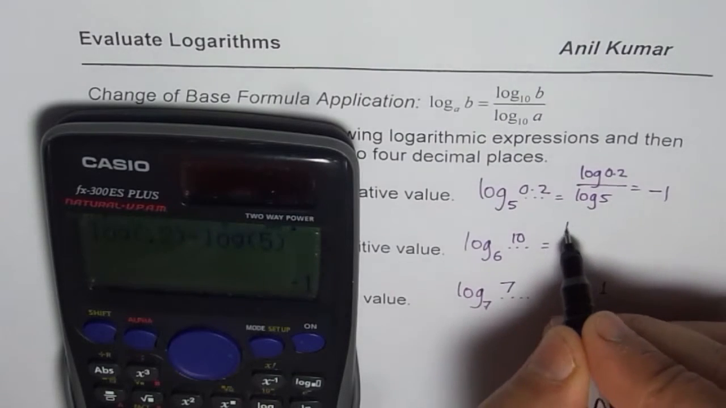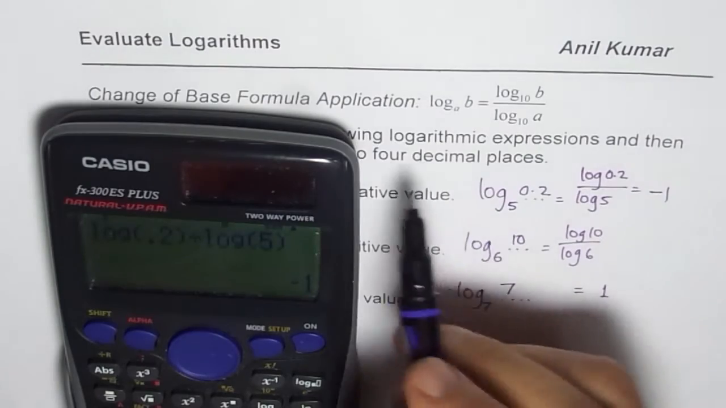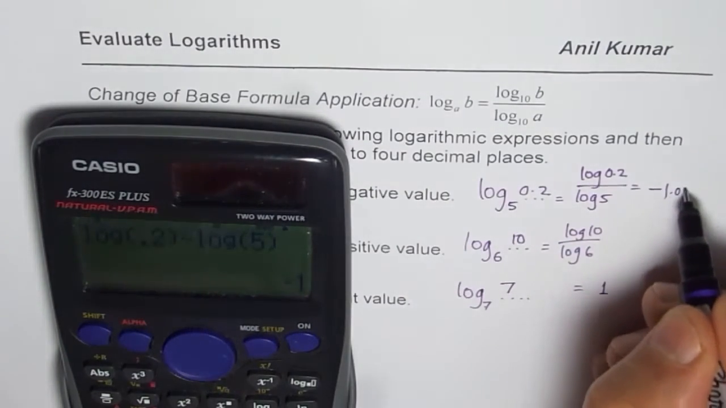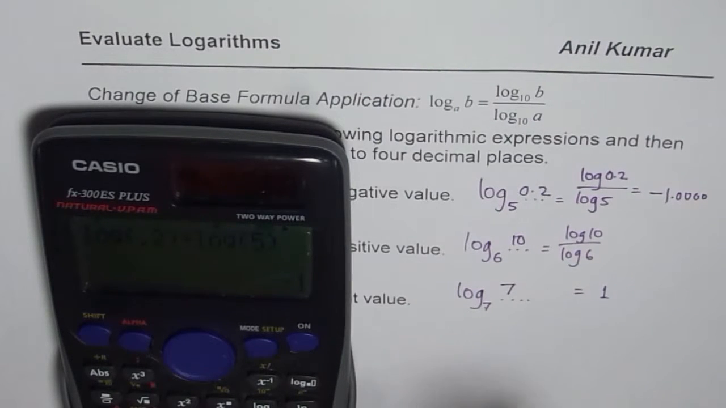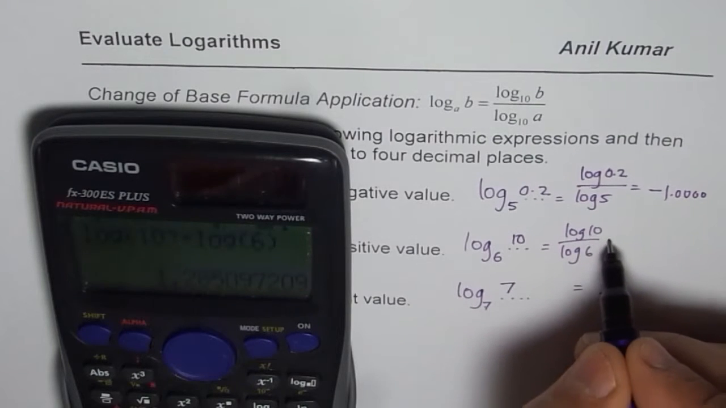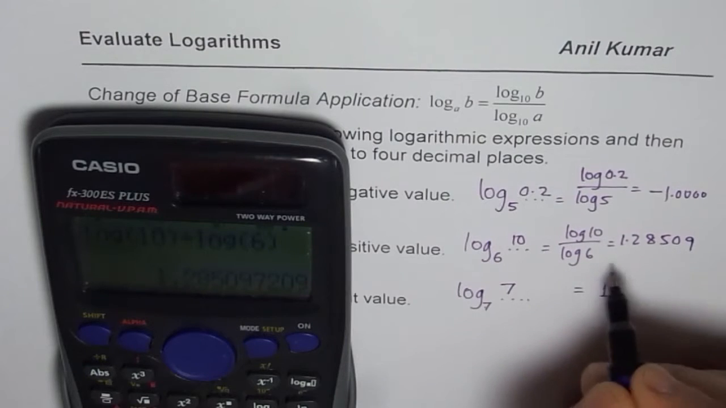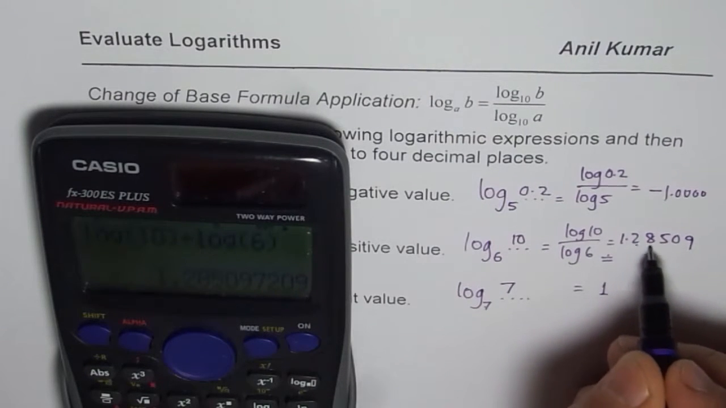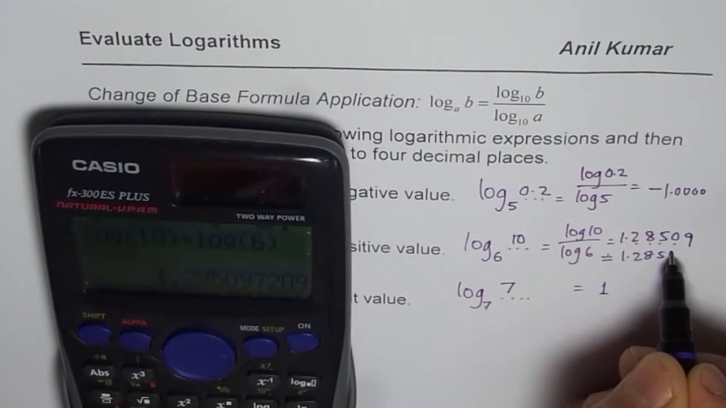So that's a negative value, correct? Now for this we should do log of 10 divided by log of 6. Round it to 4 decimal places. Well, that's tricky, right? So let's do log of 10 divided by log of 6. It is equal to 1.28509, which I could round to 4 decimal places: 1, 2, 3, 4 as 1.2851. Do you see that?